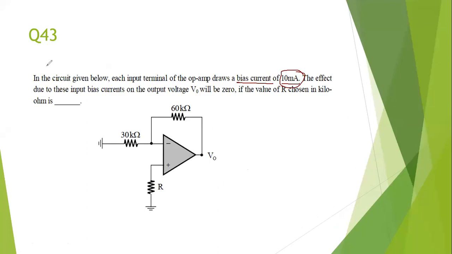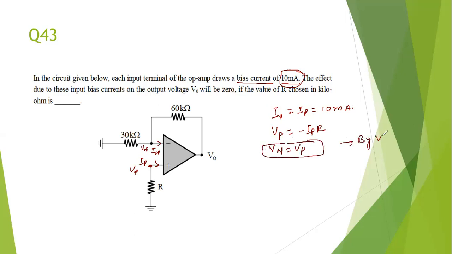The current going into the input of the op-amp is called the bias current. Let's say this is IP and this is IN, so IN and IP are equal to 10 milliampere. What's the terminal potential VP? VP is minus IP into R. Let's say the other terminal potential is VN. By the virtual ground concept, VN equals VP.